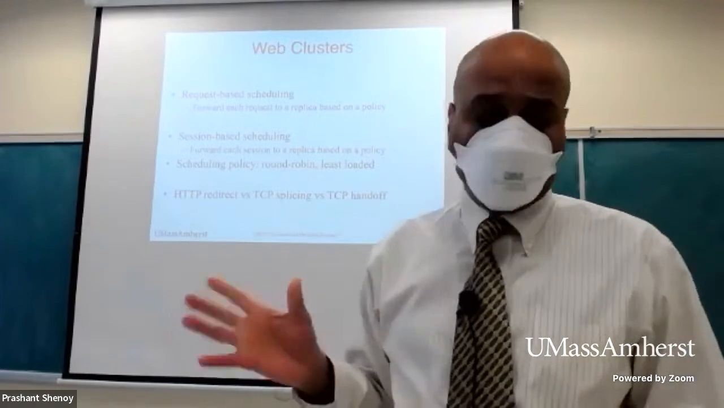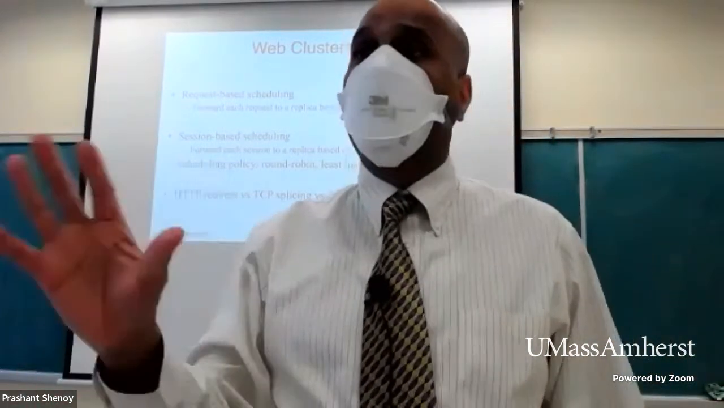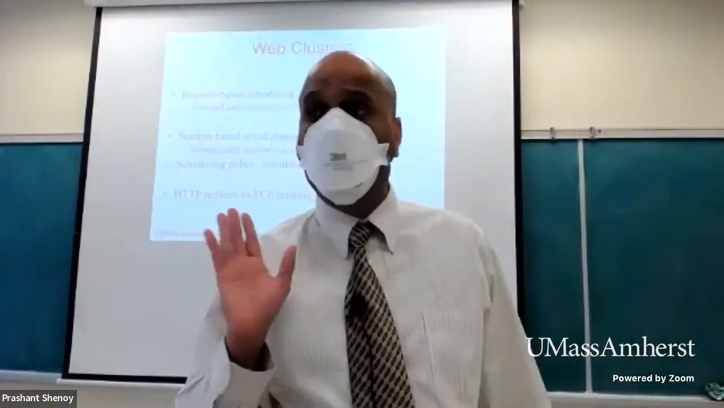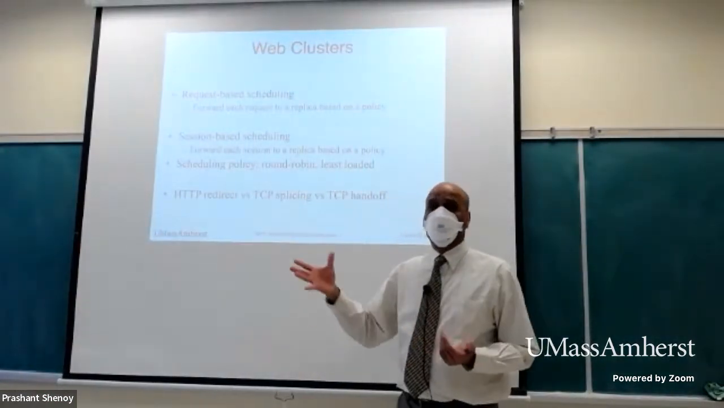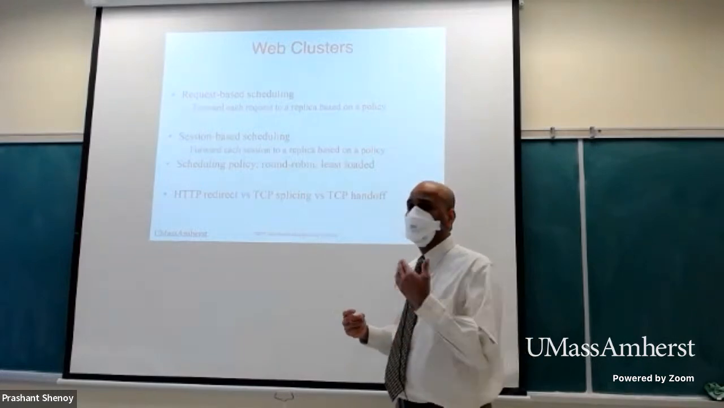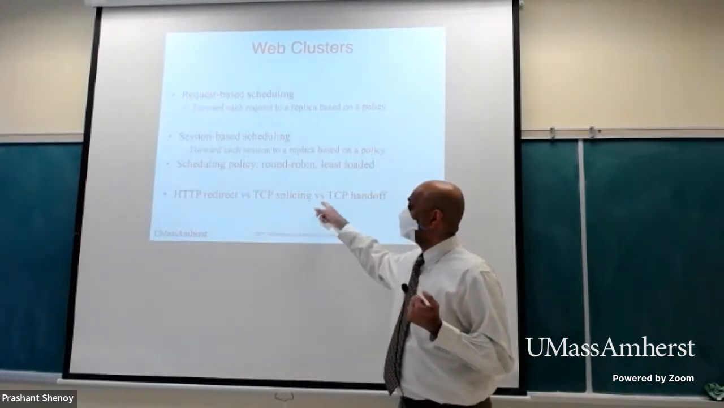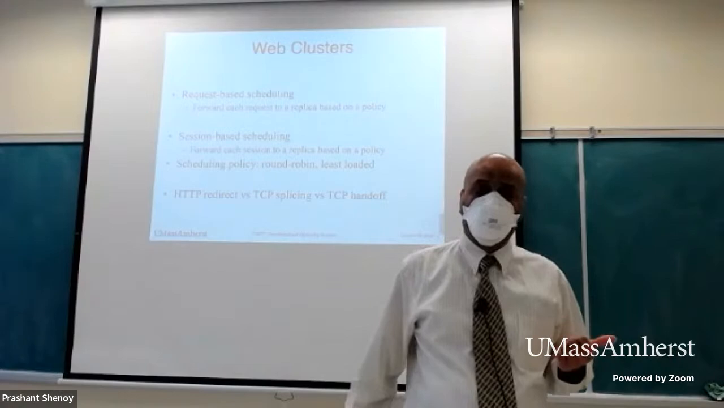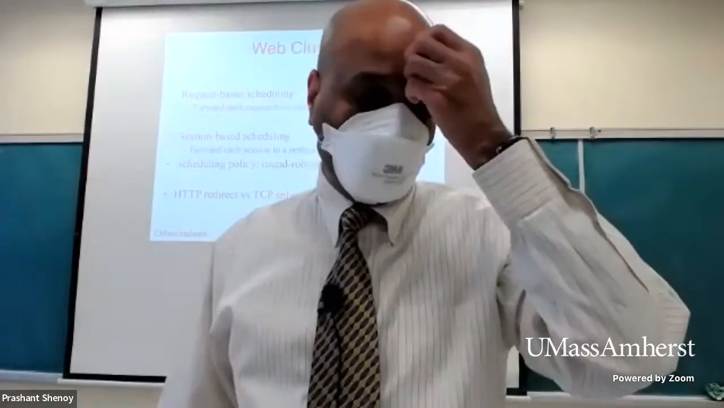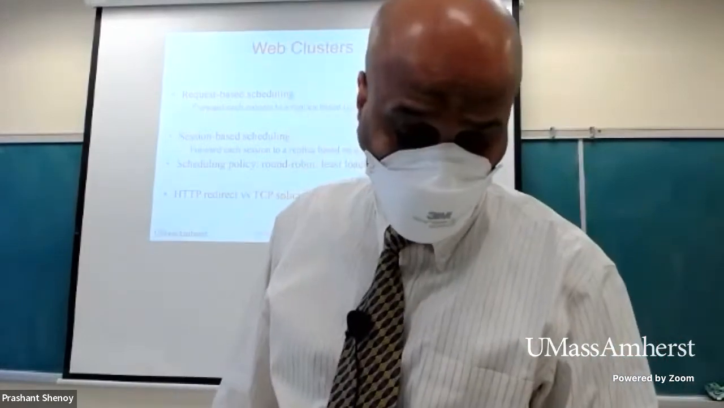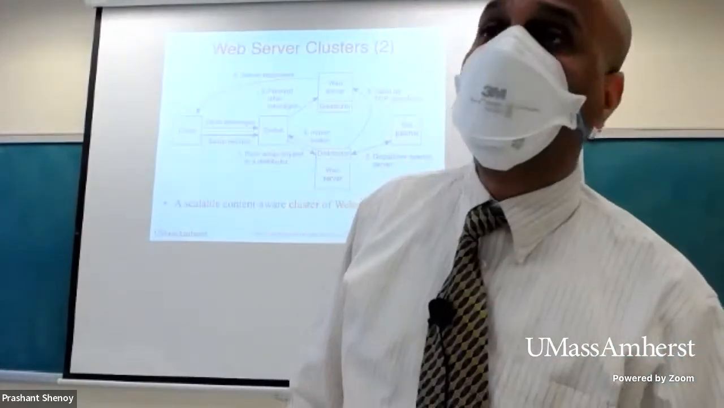So these are two approaches that are used, but regardless of which approach you use, the way the load balancer can forward requests to one of the replicas is you can either use HTTP redirect, you can use something called TCP splicing, or you can do something called TCP handoff, which is like HTTP redirect. So what do these things mean?